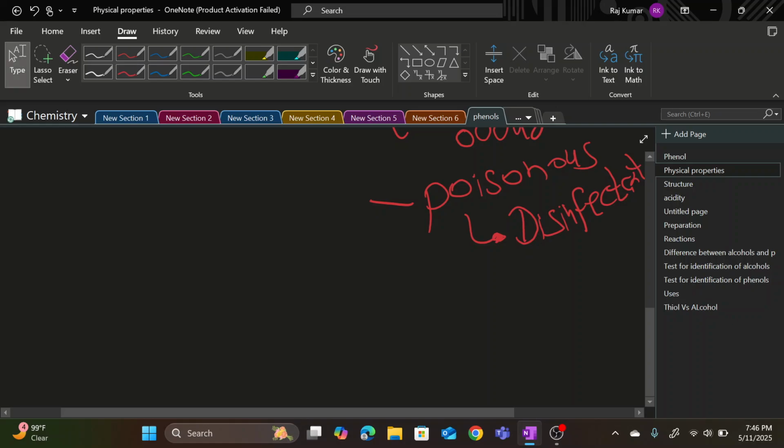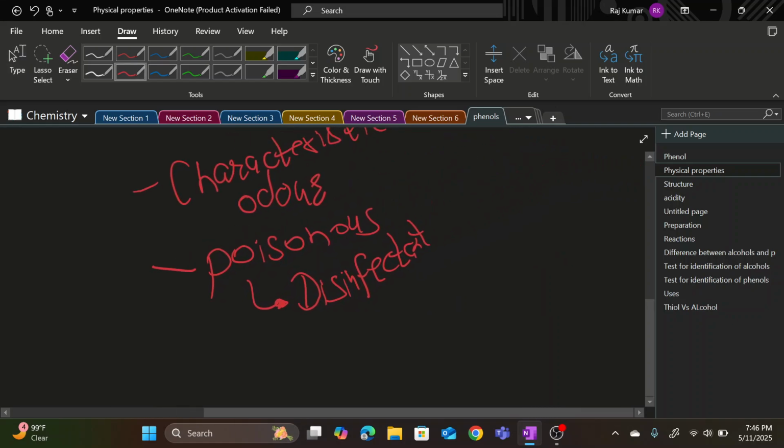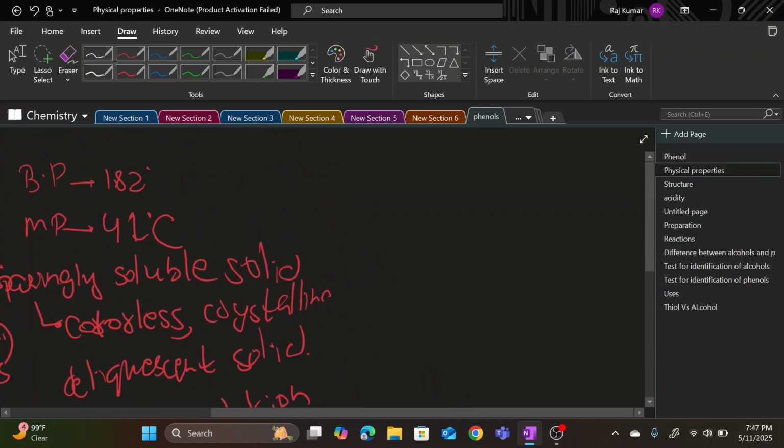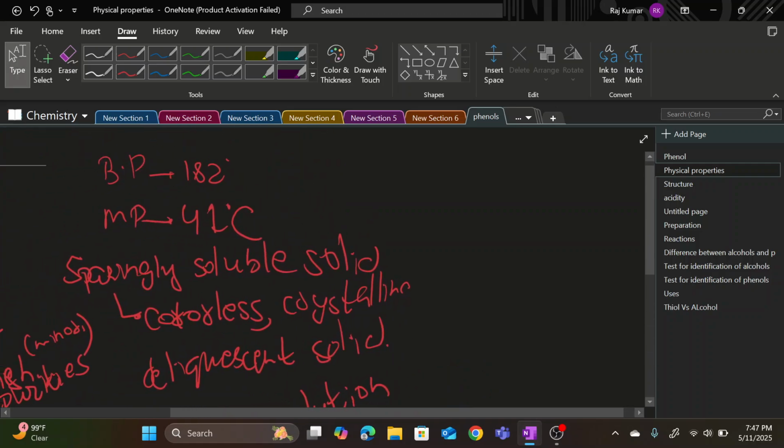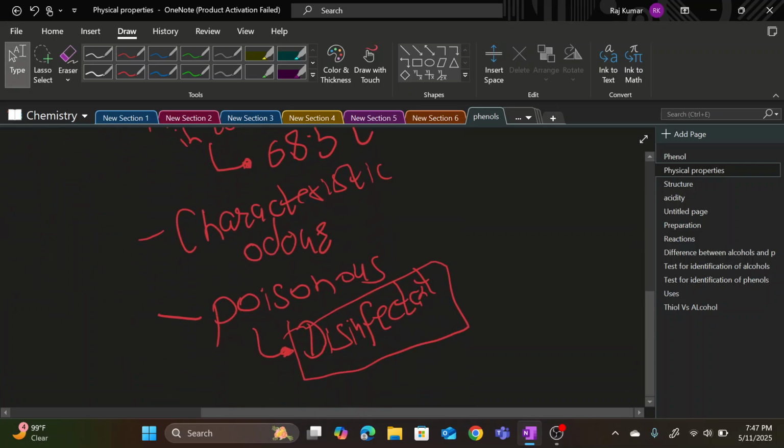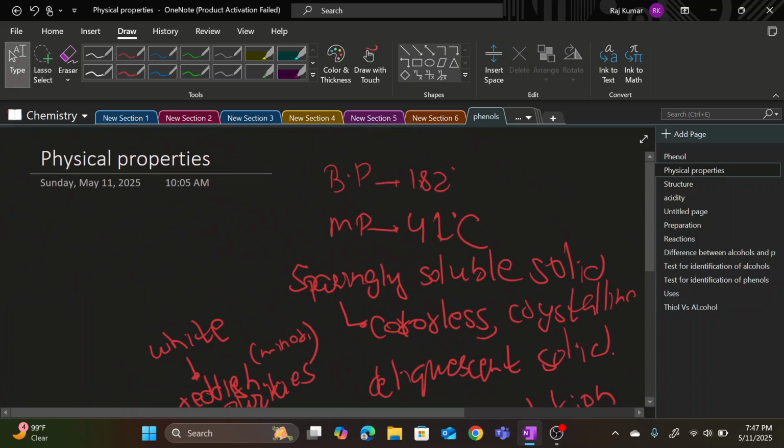In fact, phenol was the first disinfectant, or the first antiseptic, to be used. It was in the early 1800s. So this is an important point to be considered.